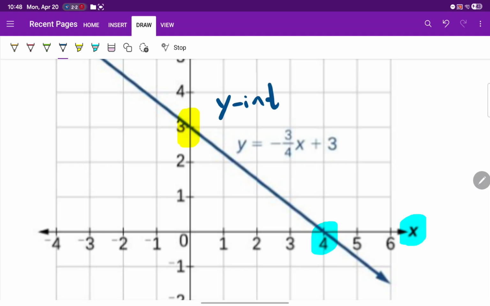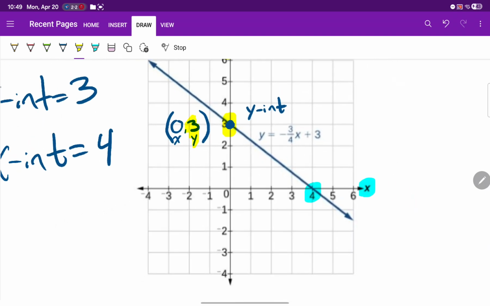What is my coordinate at this point here? If I had to write that coordinate as an x and y coordinate, does anybody know what that coordinate might be? Think about it for a second. If you are thinking that that coordinate is 0, 3, you are absolutely correct. X is 0, y is 3. Notice that y being 3, that is what I wrote for my y-intercept.